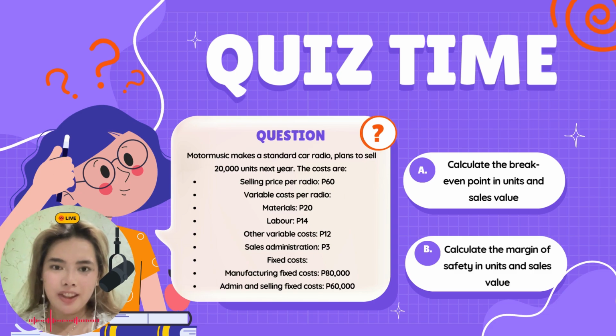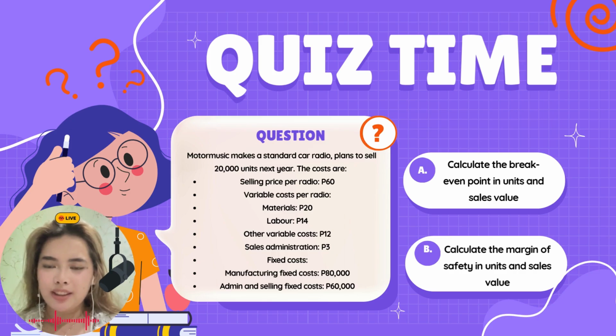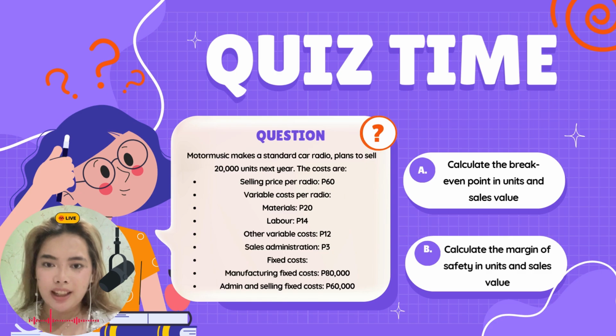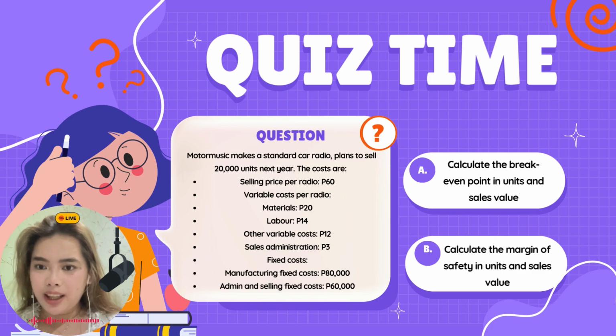Motor Music makes a standard car radio and plans to sell 20,000 units next year. The costs are: selling price per radio 60 pesos; variable cost per radio, materials 20 pesos, labor 14 pesos, other variable costs 12 pesos, sales administration 3 pesos; and fixed costs, manufacturing fixed costs 80,000 pesos and admin and selling fixed costs 60,000 pesos. A. Calculate the break-even point in units and sales value. And B. Calculate the margin of safety in units and sales value.